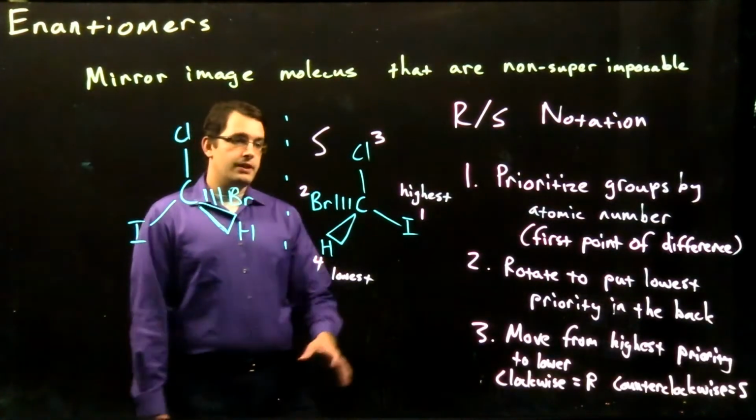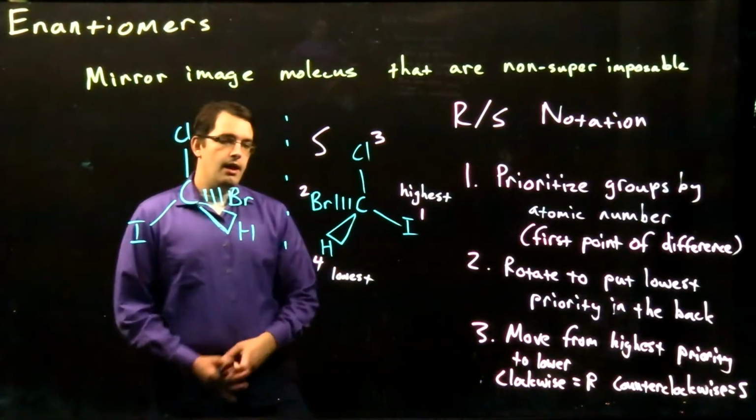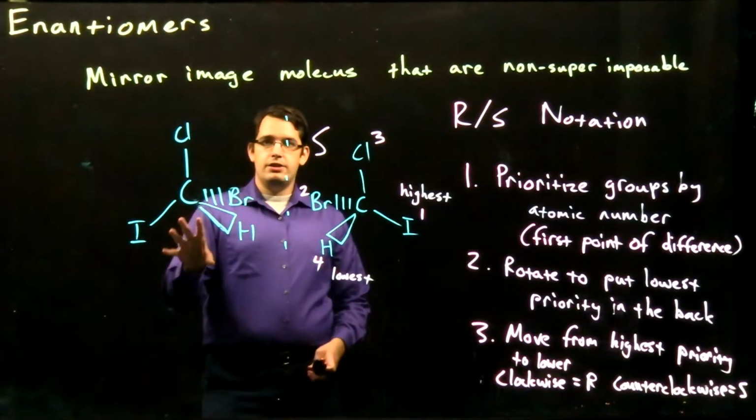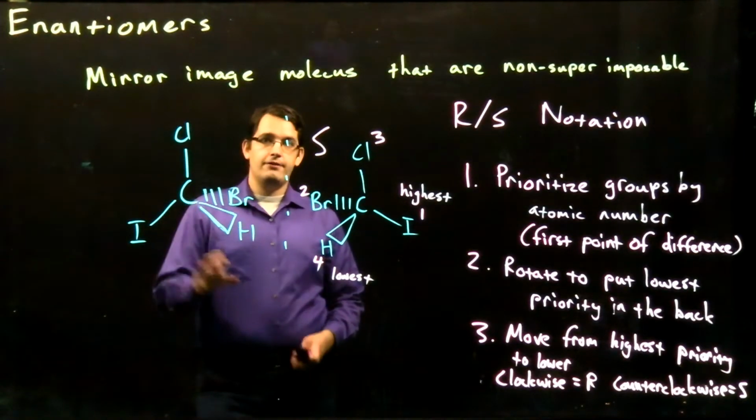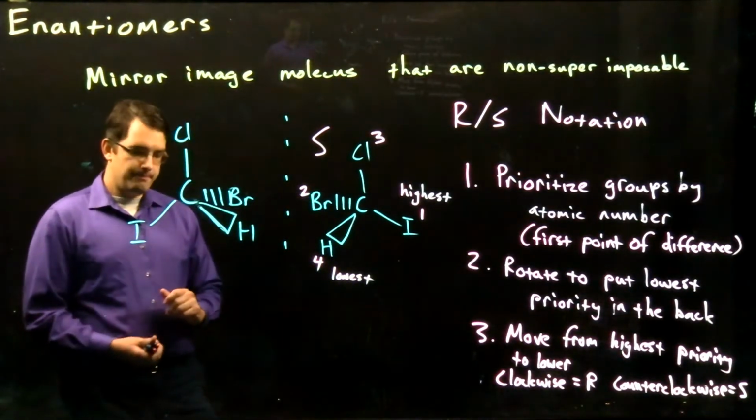Now that I've determined the notation of my enantiomer over here on the right using my molecular model, I'm going to determine the notation of my enantiomer here on the left just using drawings on my marker board.